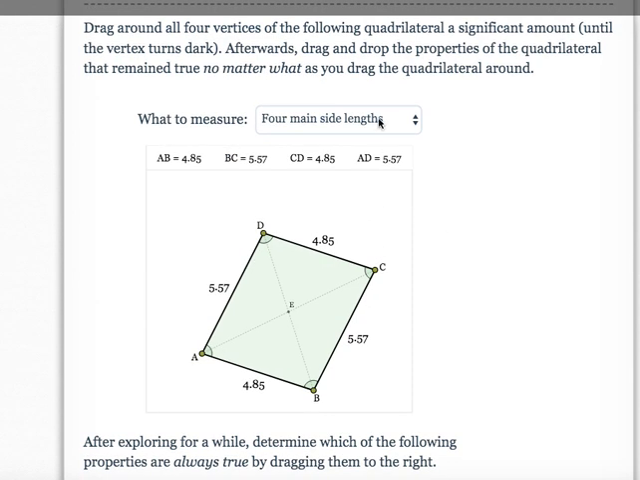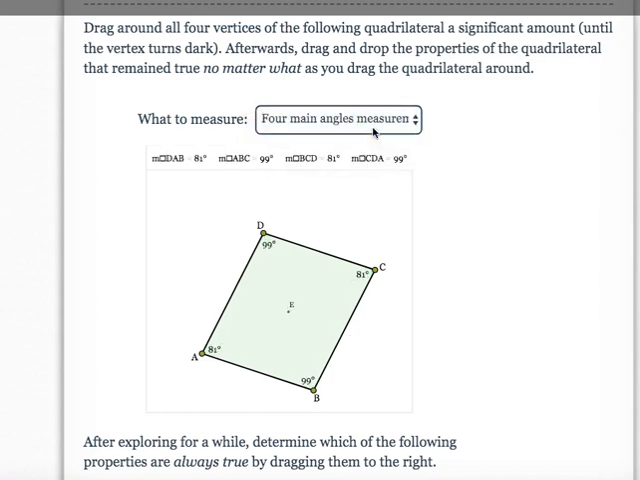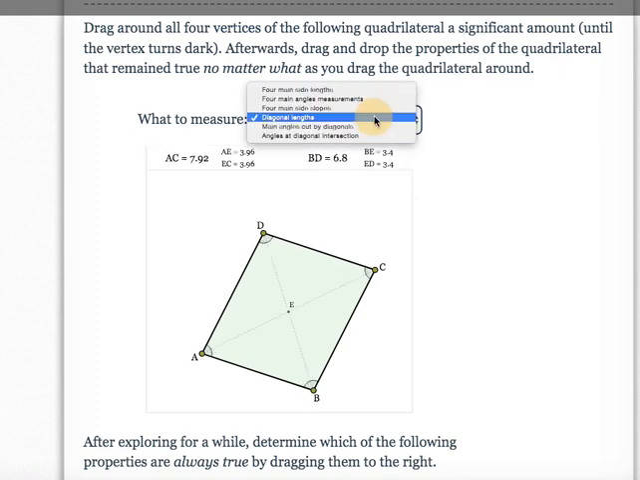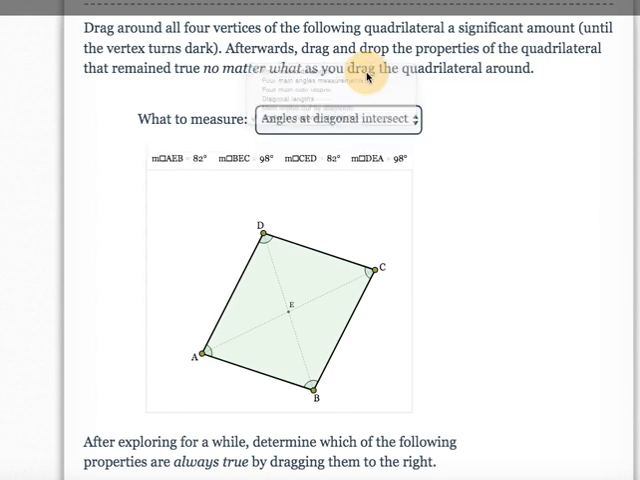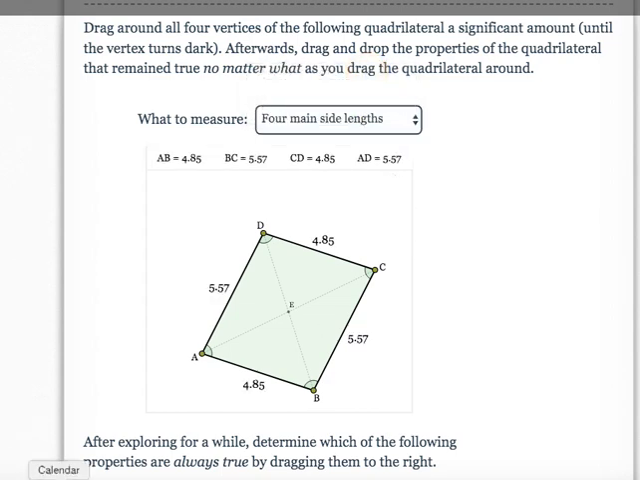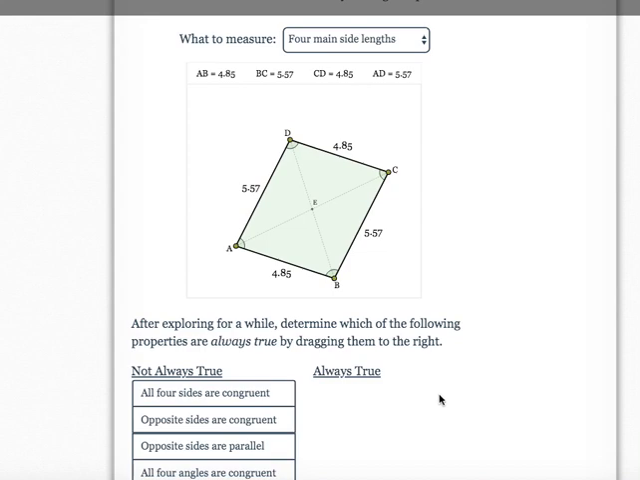What we're going to do is we are going to measure all of these things. Good news is, in order to measure them, you just have to click on what you want to measure. So you don't have to use a ruler, you don't have to use these tools. They give you the information. And after exploring for a while, we're going to determine which of the following properties are always true by dragging them to the right. So that takes us down here.